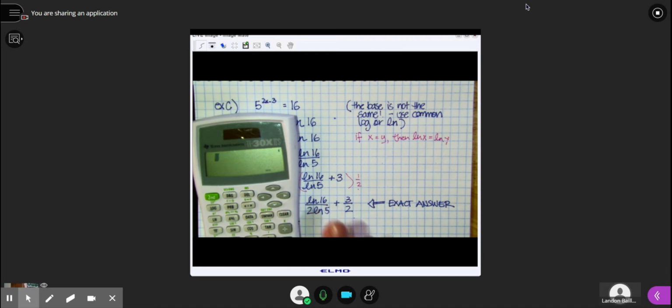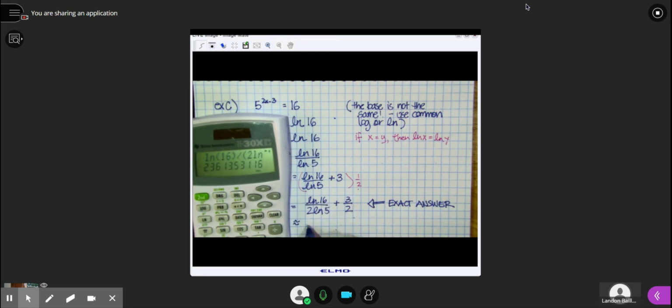So now when I type this in, I'm going to do ln 16 divide, whoops, watch your parentheses, I just caught myself, divided by 2 ln 5 plus 3/2. 2.361 if they want 3 decimal places.